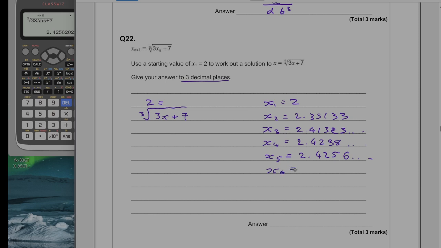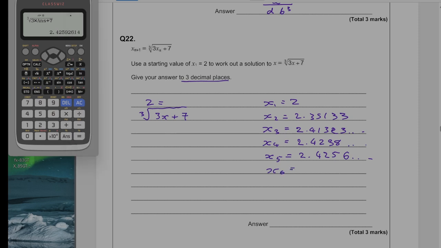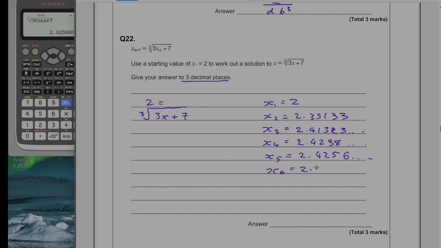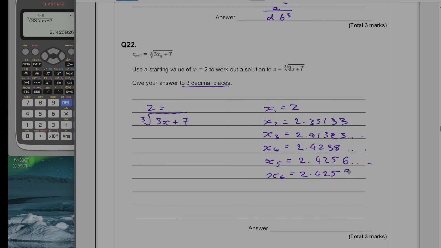x6 is going to be equal to, oh yeah, we can stop here. So 2.4259, and these 2 values will both round to the same 3 decimal places, even though it's not actually the same number. So they will both round to 2.426, so we can stop there.